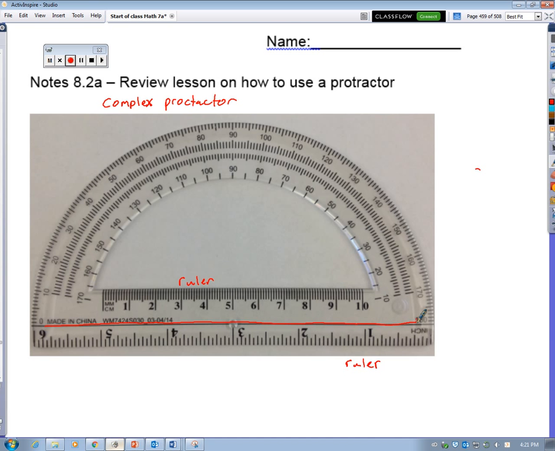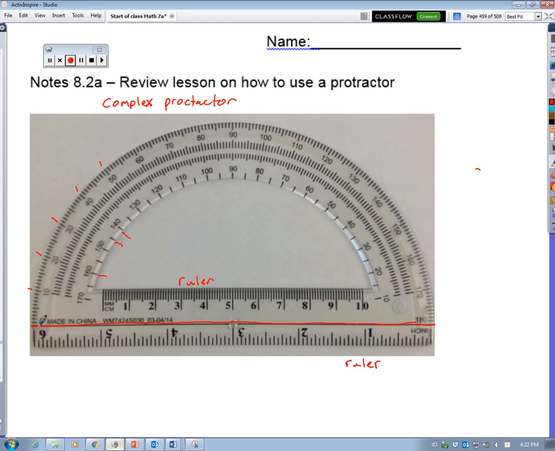Okay, and then all these numbers that are here off to the side, on the outside and the inside, all these different numbers, these are going to be the angle measurements that we're going to use. Okay, now this protractor, take a look at this bottom line. This is important. This bottom line is 0 degrees, and it is also 180 degrees. Okay, it can be 0 or 180. It just depends on where you start with the protractor.